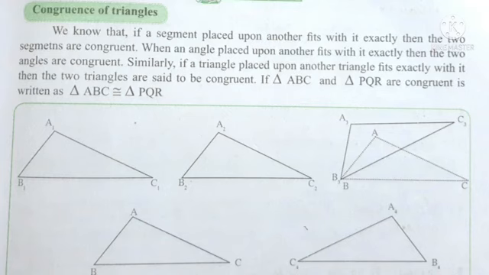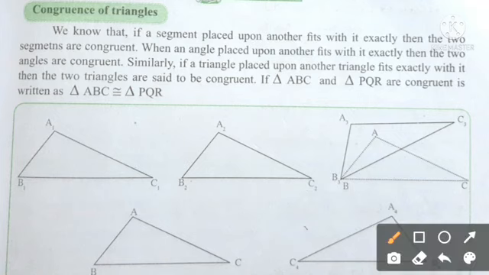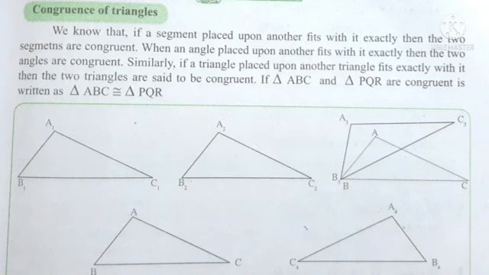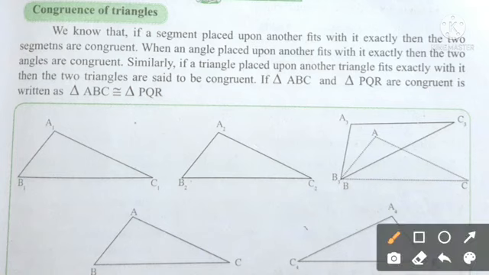When do we say that 2 triangles are congruent? See students, you had learned when 2 segments are congruent. Suppose this is the segment AB, and this is the segment CD. These 2 segments are congruent if their lengths are the same. This is 3 cm and CD is also 3 cm, then we say that the 2 segments are congruent. Similarly, we had seen that 2 angles are congruent.